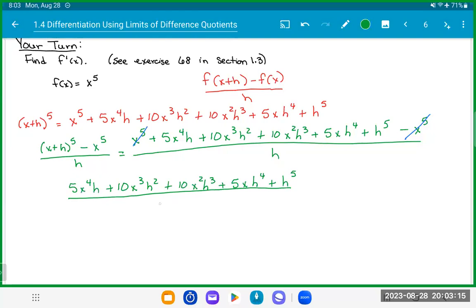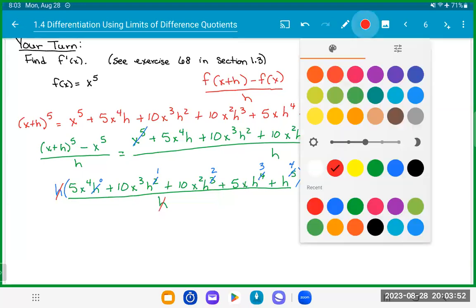divided by our h. And what I'm going to do is we're going to factor 1 h out of every single one of these terms, okay? So what that means is this goes away, so we're going to bring the h out here, right? So that h becomes an h to the 0, this h becomes an h to the 1, this h becomes a 2, a 3, and a 4 because we factored that out, okay? So that we can cancel the h in the numerator and the h in the denominator.